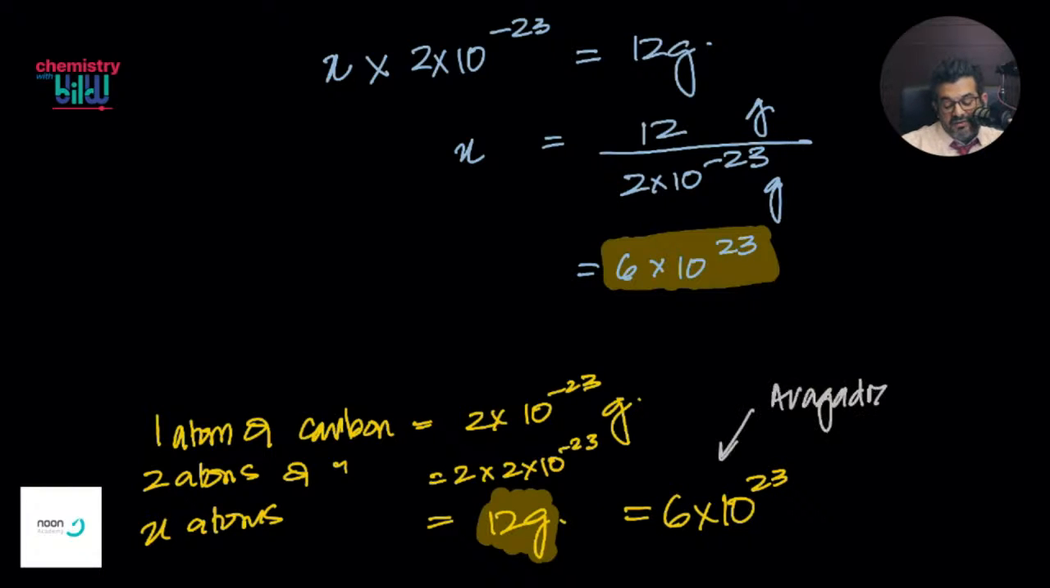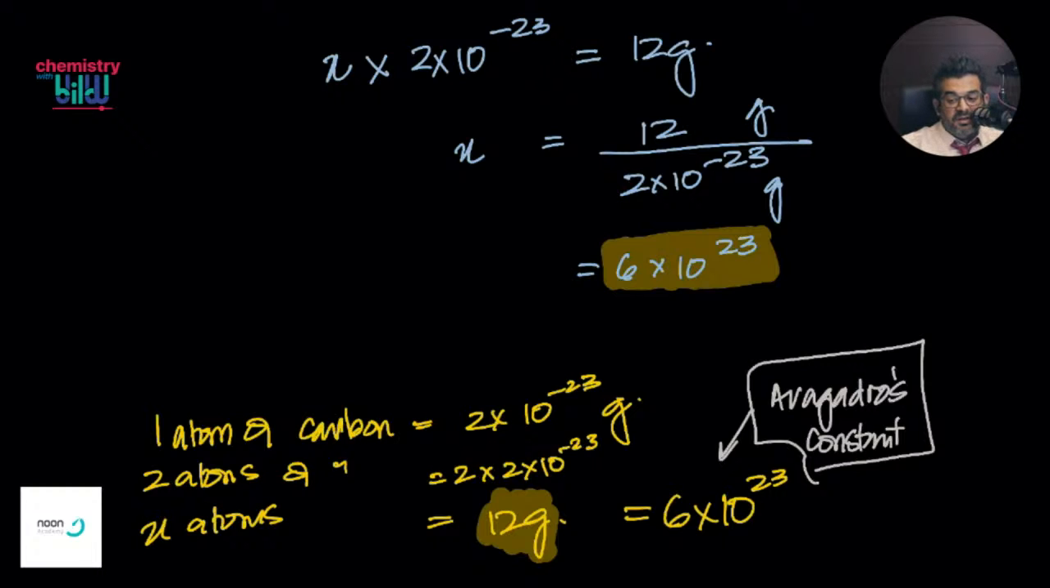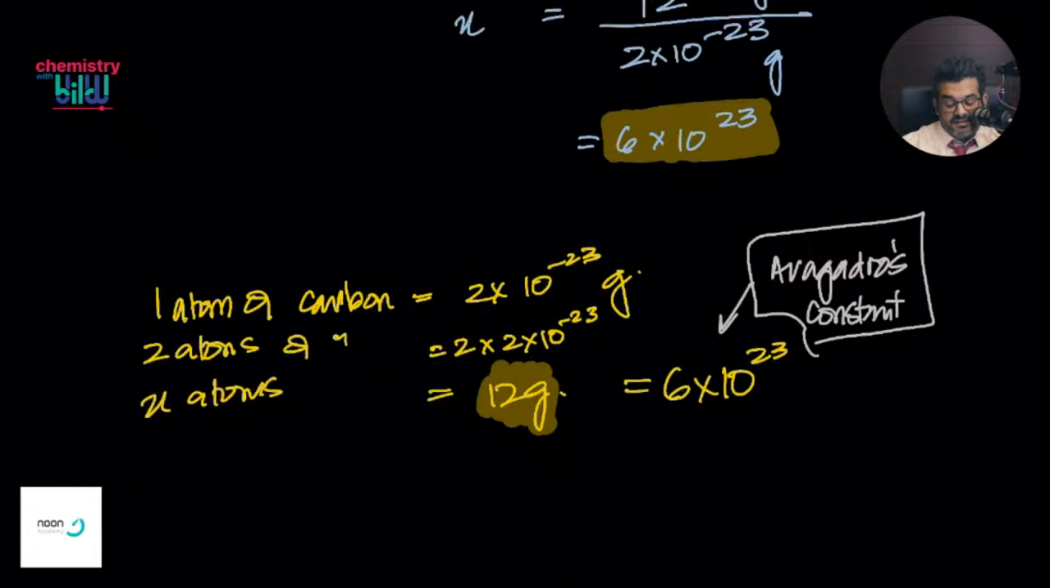You must have heard this name, Avogadro's constant. If you've taken any class of chemistry in school, you must have heard of this idea, Avogadro's number or Avogadro's constant. You've seen that? Yeah, make sense? Okay, not yet at least. It's all right, it doesn't matter. The point being that this is what I use.